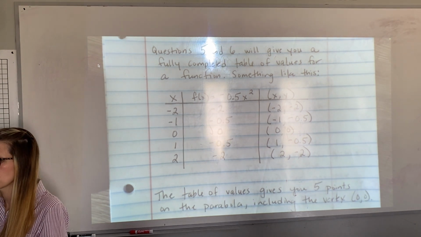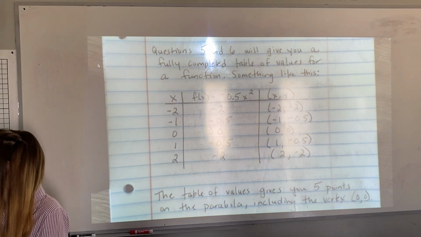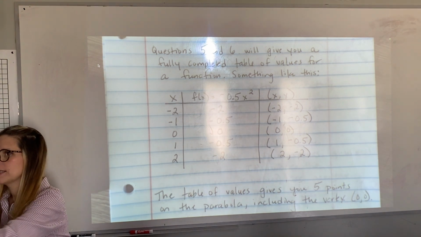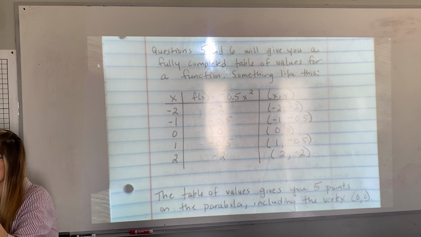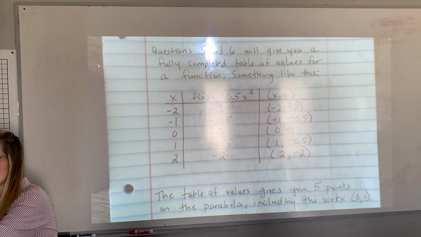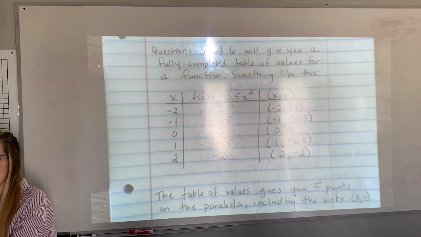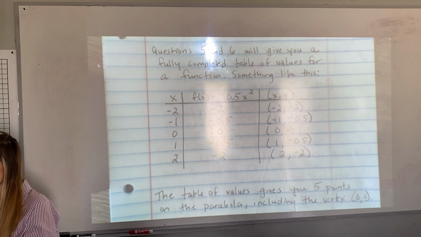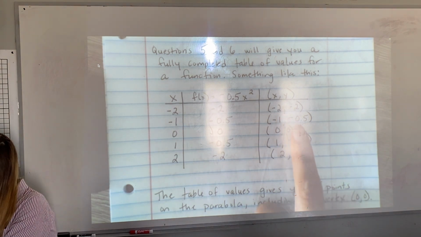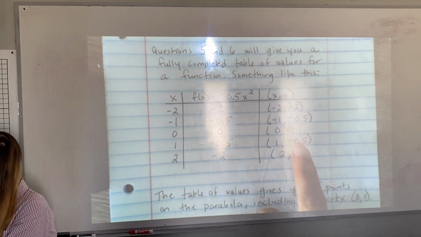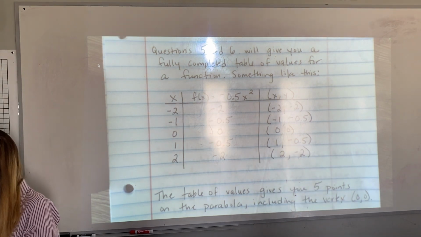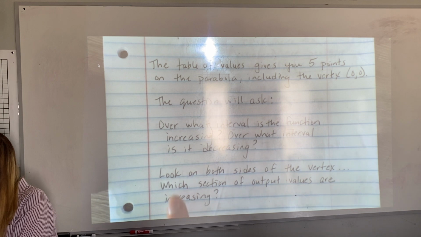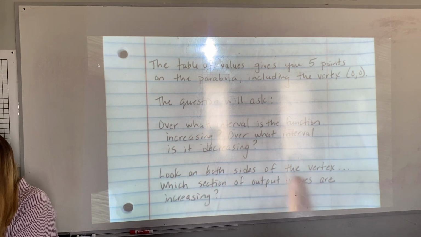So it really depends on if it's a happy parabola or a sad parabola, whether it's going to start by increasing and then decrease, or start by decreasing and then increase. But we know that since there's a vertex and an axis of symmetry, it's going to start one way, hit the vertex, and then go the other way, right? So we need to be able to see on the table of values if it's increasing or decreasing, and where it's increasing or decreasing. So, my instructions, I'll go back to the table in a second, but my instructions say, look on both sides of the vertex.